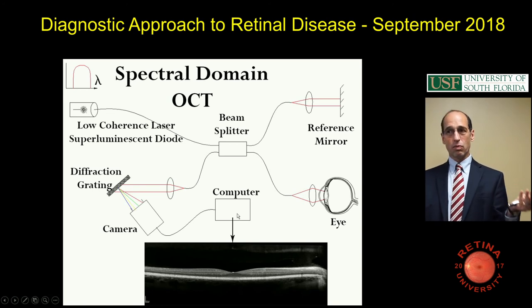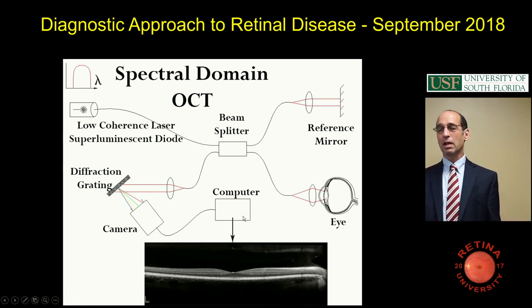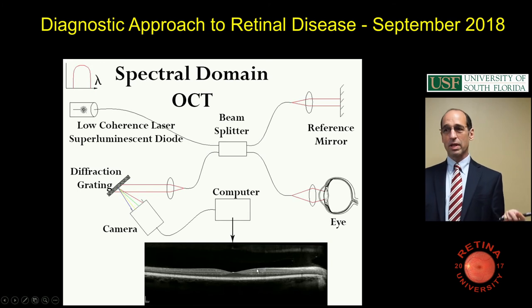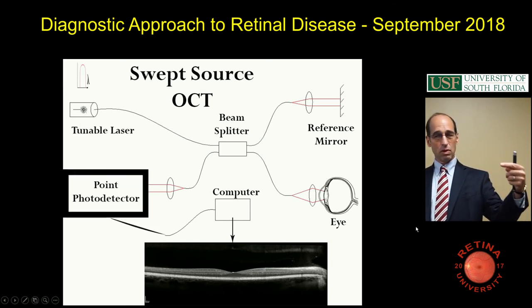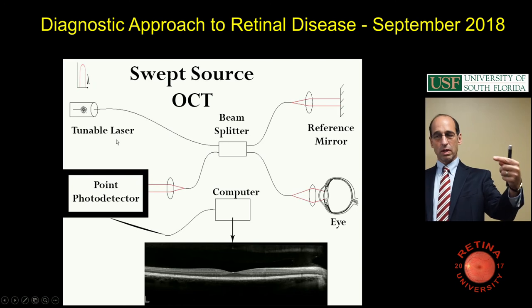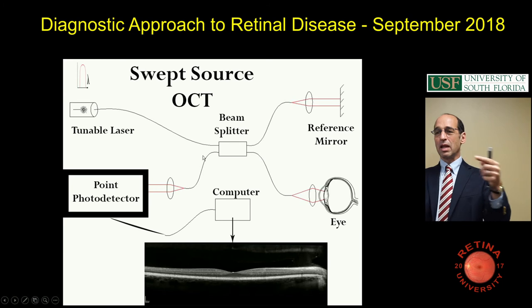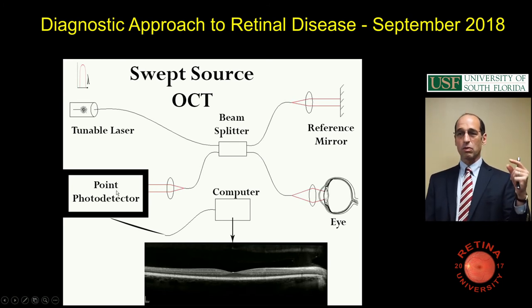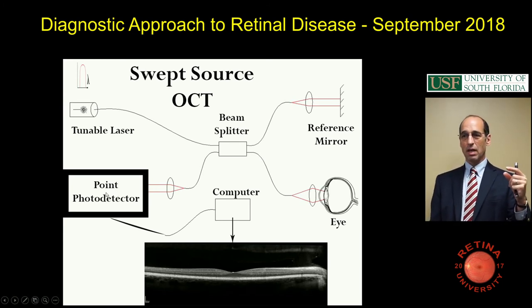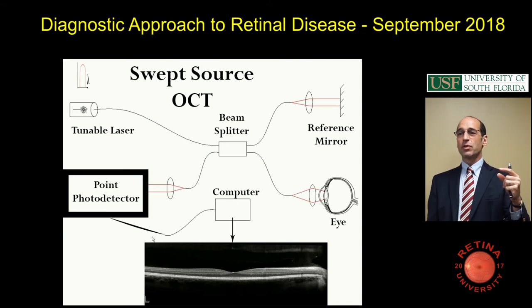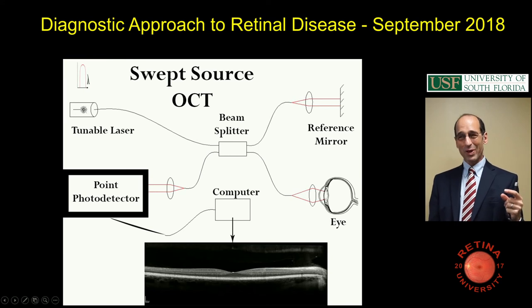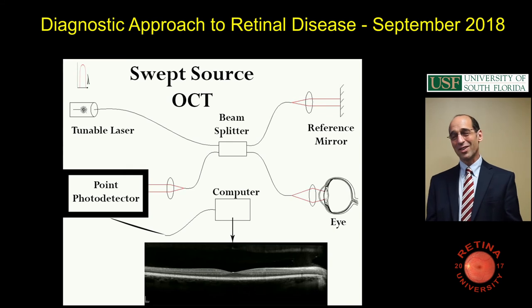The spectral domain is way better than time domain, which I didn't even bother putting in here, but it still is slower than swept source. Swept source has a tunable laser, so you're doing different laser wavelengths, a beam splitter, reference mirror in the eye, and then it goes back to a point photodetector, which is much faster than the diffraction grating camera. So swept source can be much faster than spectral domain. It's supposed to also be cheaper, but it's way more expensive now because it's new. So go figure. I don't have a swept source yet. I think you guys do.